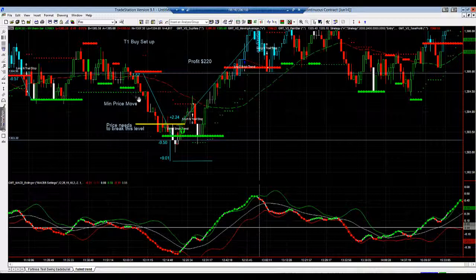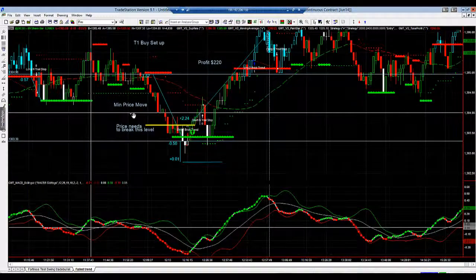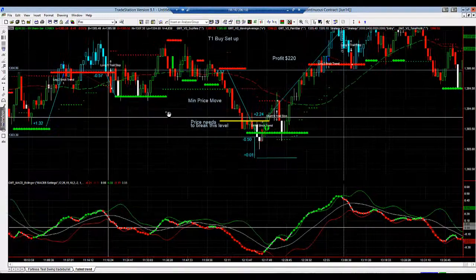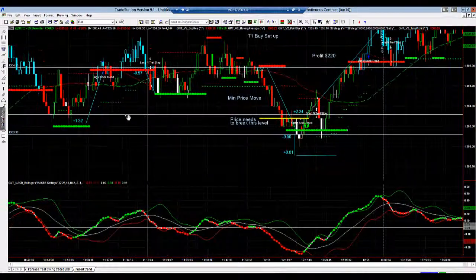So the minimum move here to set this trade up, I've selected I want a $150 move between my support and resistance. If I get $150 between support and resistance, I'm pretty happy. It shows me that I'm not trading in this crappy choppy area where there's very little price movement. You know, got a $40, $50 price move between that support resistance, $57 there. That's not really enough. It's not going to cut it. I want to see about $150.